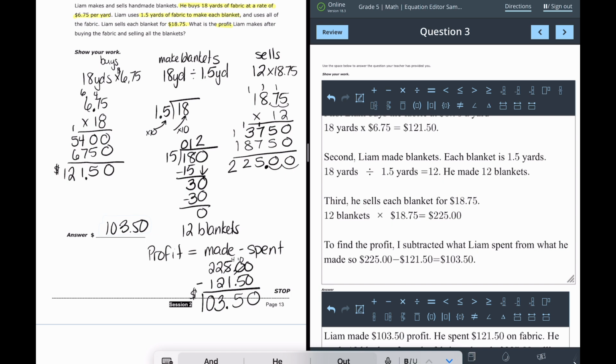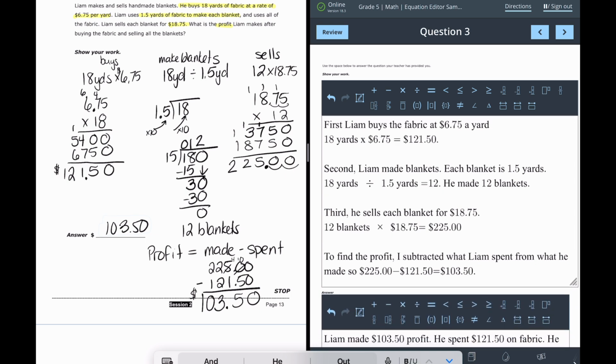I'm done. So let's look at what I did here. First, so all I did was each little part. So all of this, look at all this math work that I did. I am choosing not to recopy all of it, but I'm saying what I did and what answer I got. So first, Liam buys fabric at $6.75 a yard. 18 yards times 6.75 is equal to 121.50. Boom. Second part, he made the blankets. Second, Liam made blankets. Each blanket is 1.5 yards. So I did 18 yards divided by 1.5 yards is equal to 12 blankets.